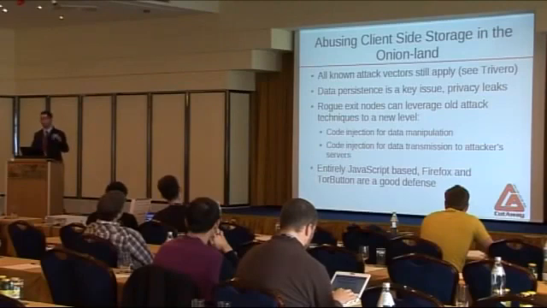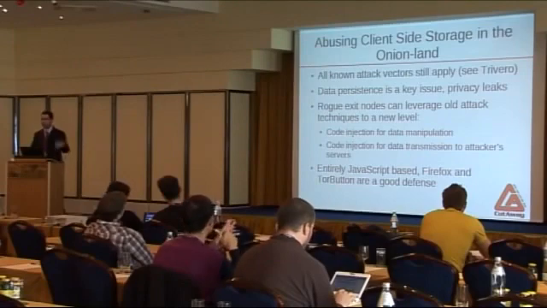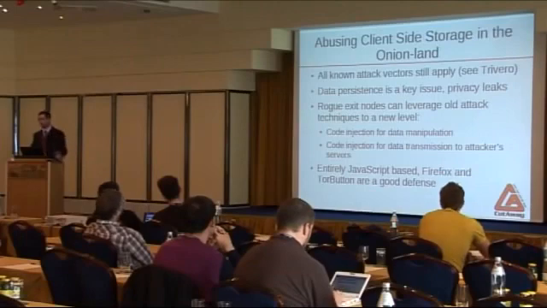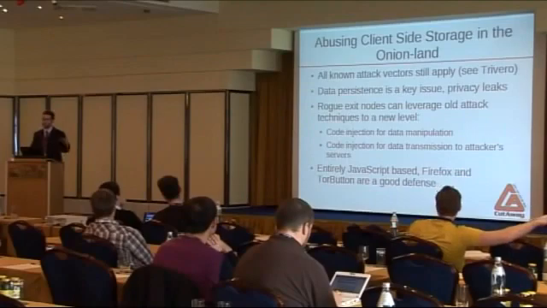When we are browsing the onion land, data persistence is a key issue because you can leak your privacy. There are already rogue exit nodes which can steal your cookies or do bad things to your browser session. They can leverage these old attack techniques to a new level: they can inject code to manipulate your data, or inject code for transmitting your client-side storage data to an attacker's server.